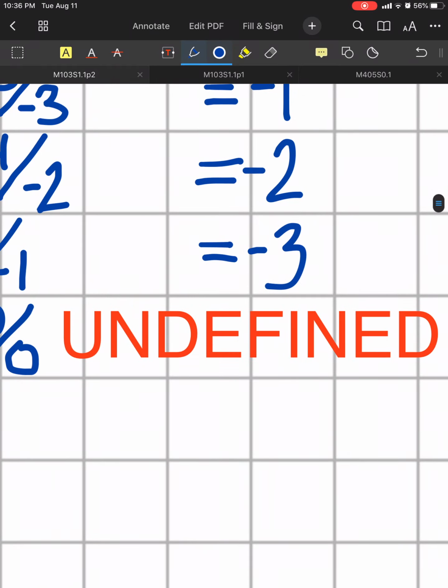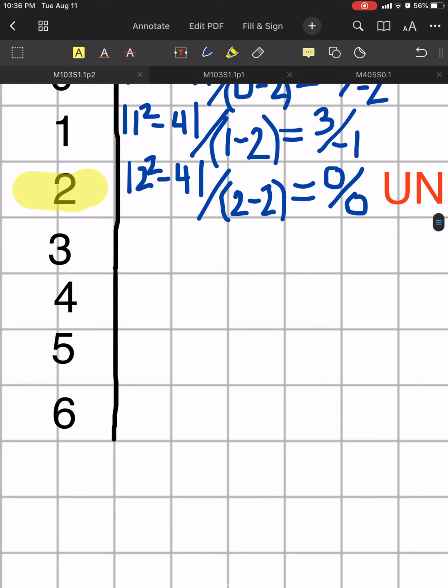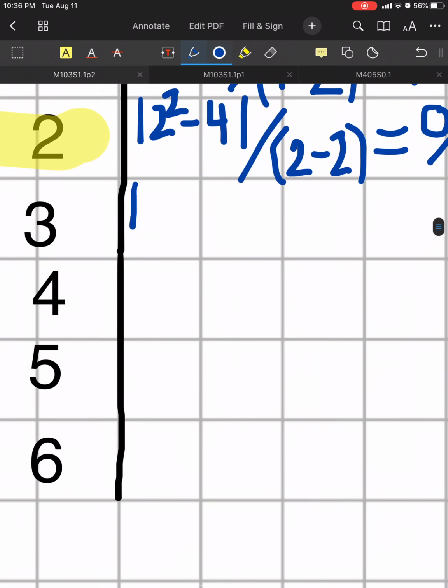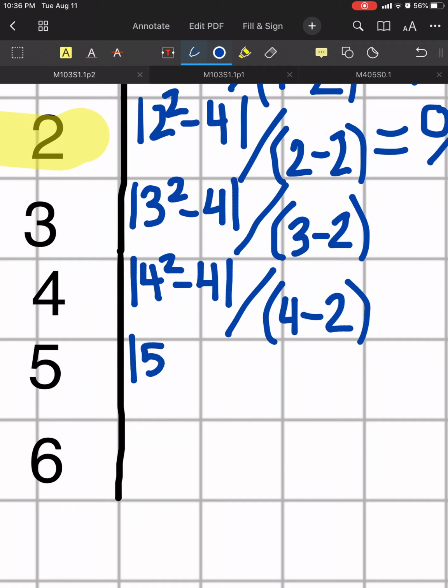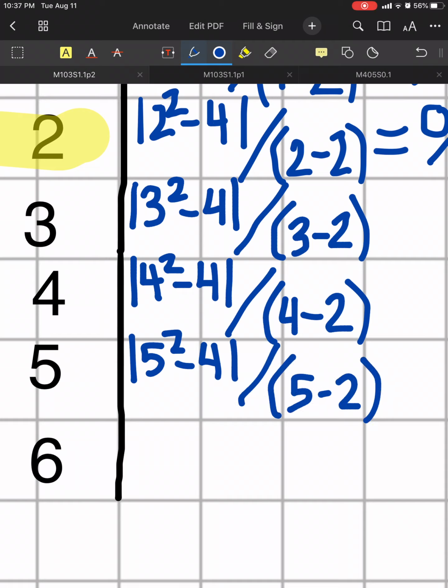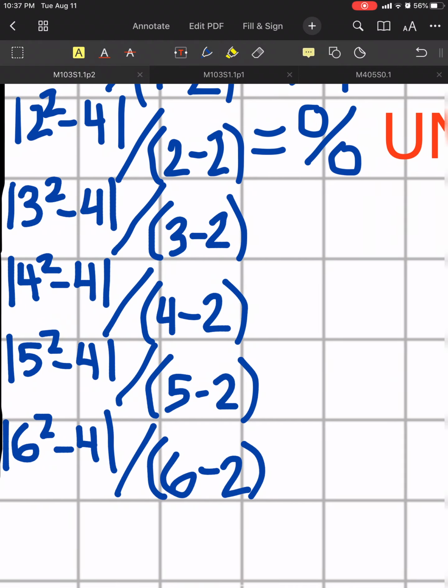Now, this next one here, hang on. Didn't need to zoom away from me like that, but let's go ahead and get back. So we get 3 squared minus 4 over 3 minus 2. Let's go ahead and fill all these out. 4 squared minus 4 over 4 minus 2. 5 squared minus 4 over 5 minus 2. And finally 6 squared minus 4 over 6 minus 2. This is just some quick arithmetic to do here. We can do this out.